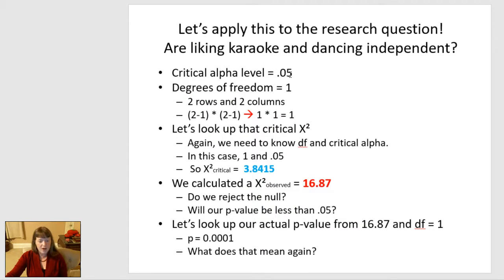I use a critical alpha of 0.05. I get to pick this. It's my type 1 error rate. I have 1 degree of freedom because I had 2 rows, minus 1, 2 columns, minus 1, 2 outcomes. I had liking karaoke, not liking karaoke, liking dancing, not liking dancing. So 1 times 1 is 1. So I have 1 degree of freedom and an alpha of 0.05. I looked up my critical value of 3.84. My calculated observed test statistic was 16.87, so I reject that null hypothesis.